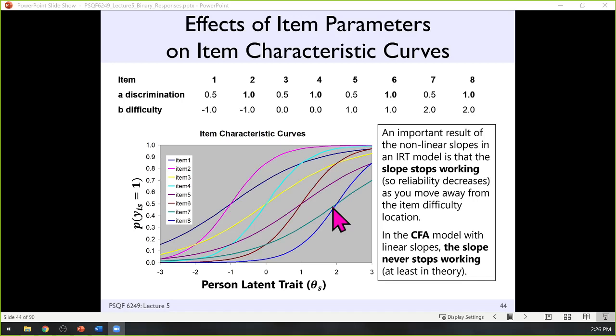So each of these items should be thought of as being for a specific kind of person. The blue and green items out here are designed to measure people with really high levels of theta well. That's what they're for. And as we move to the left, we get the items that are designed for people with less of a trait.